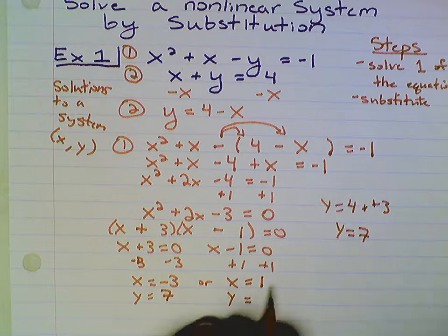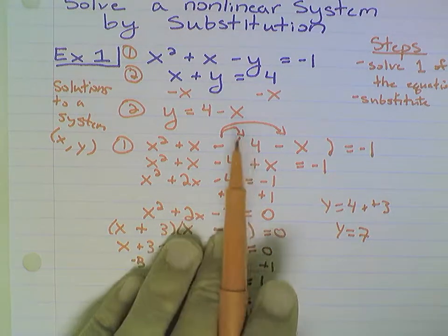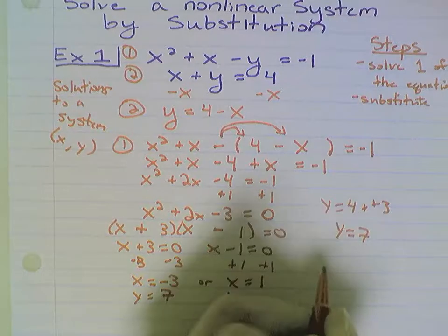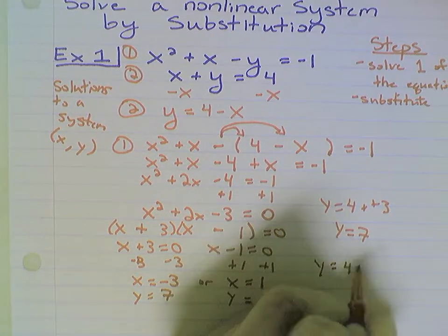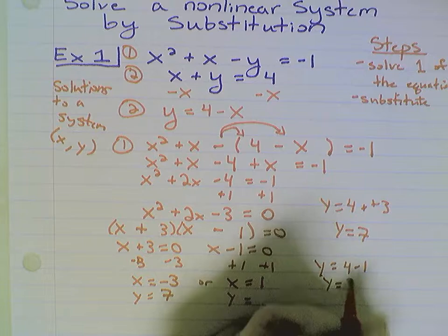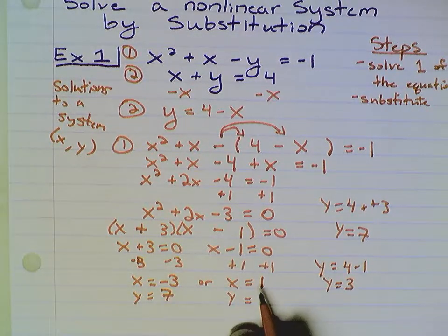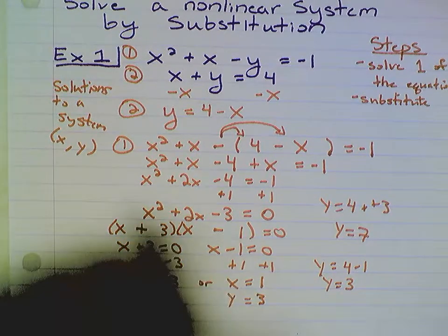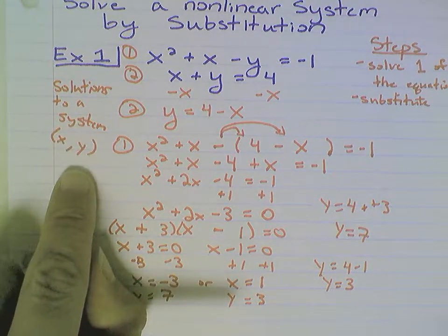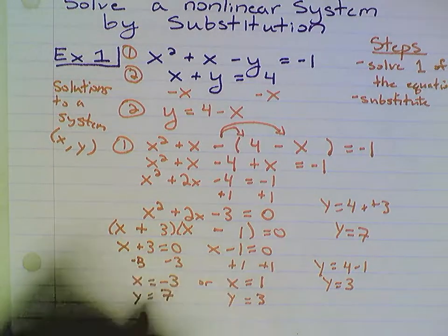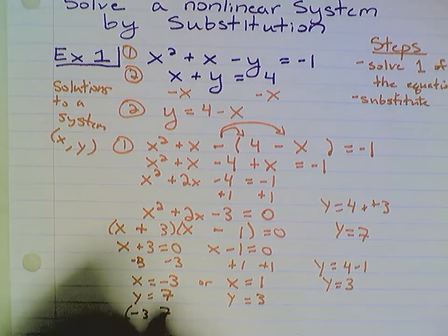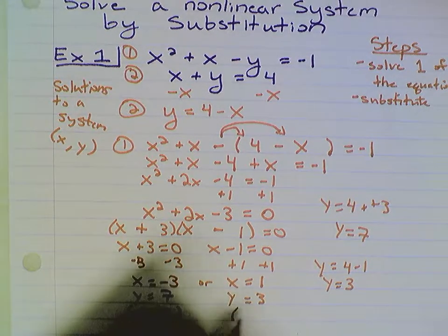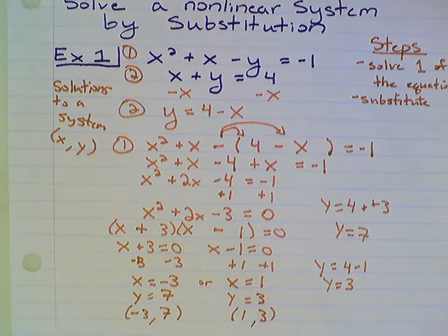Then I'm going to do the same thing with the 1. If I plug the 1 into the equation, that gives me y equals 4 minus 1, or y equals 3. So when I plug an x value of 1 in, I get a y of 3. And lastly, usually the solution to a system is a point, so we can write these in point form. The x will come first, the y will come second. So the solutions to the system are the points -3, 7 and the point 1, 3.